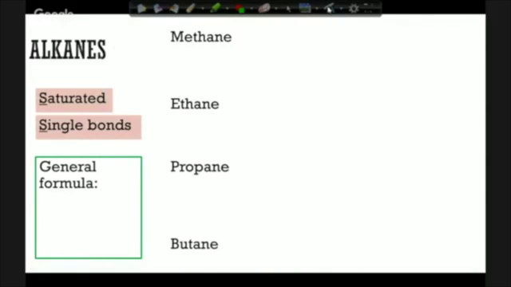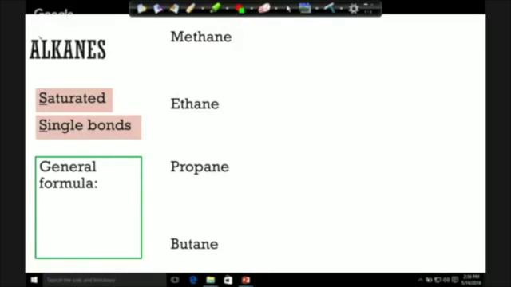Okay, moving on then to a specific hydrocarbon called an alkane. So if you remember before, hydrocarbons are molecules that contain hydrogen and carbon. Then alkanes are a specific type of hydrocarbons that we are going to look at. And the first one is methane. Now, methane contains 1 carbon. Ethane contains 2 carbons. Propane contains 3.